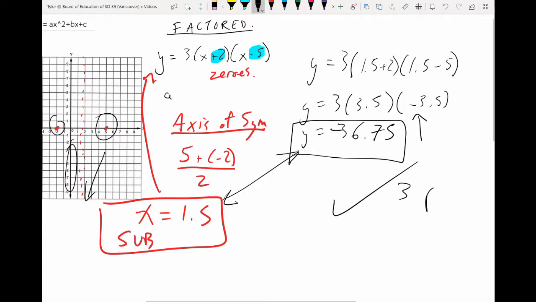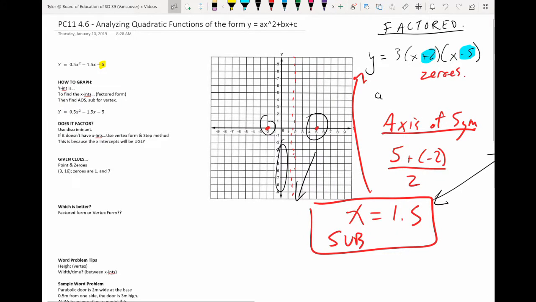You have 3 solid points. You don't need to use the step method. The step method is when you use the vertex form. Okay? That's factored form. That's how to graph it. Now, let's go over how to create factored form.